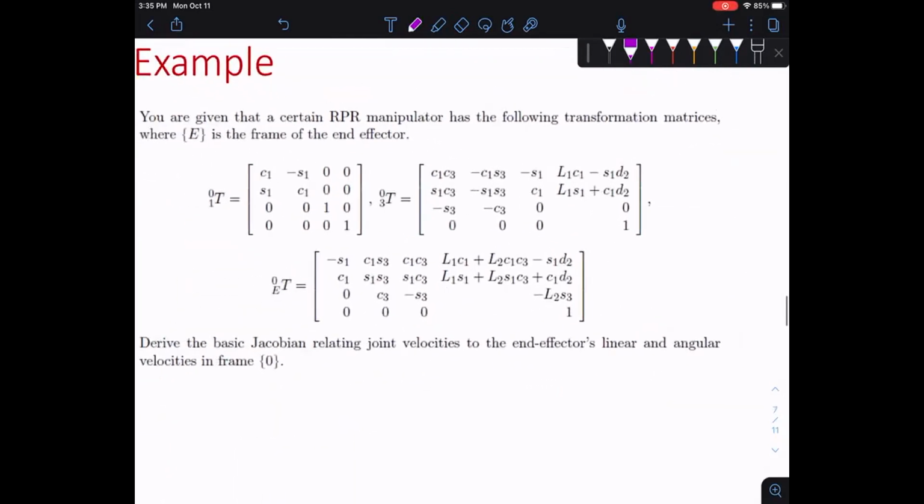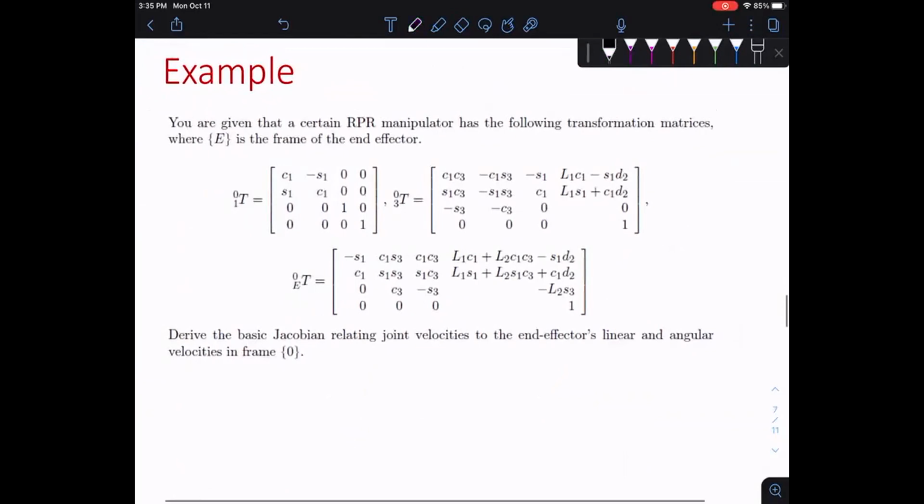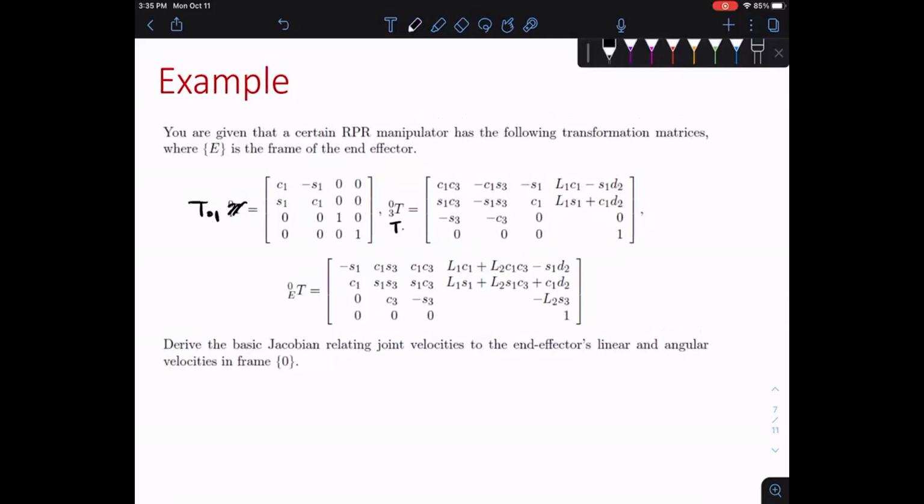Now, an example. If you saw that form T01 in any of the examples you find online, T03 is a different notation that different people use.